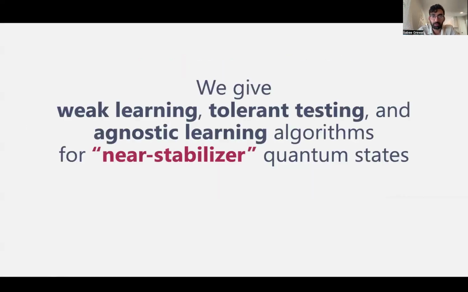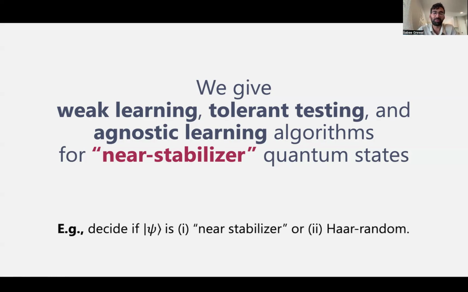So in this work, we give weak learning, tolerant testing, and agnostic learning algorithms for near stabilizer quantum states. For example, one thing we do is decide if an input state is near stabilizer or it's Haar-random, promise one of these is the case. And what I want to do next is just formalize what I mean by near stabilizer so I can state our results more precisely.